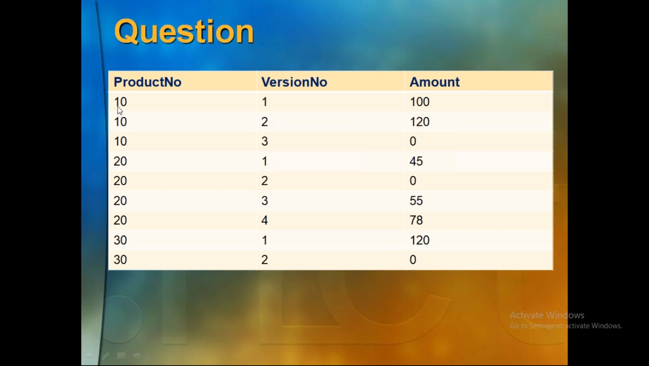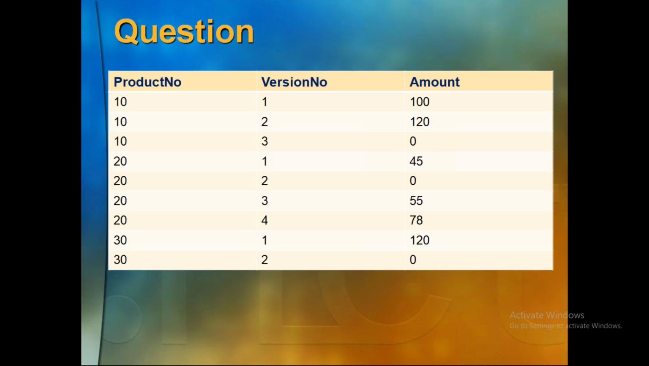For example, product 10 has version number 1, and the amount for the product is 100 rupees. For the same product, version number 2 is 120. For the same product, in version number 3, the cost is 0. Like that, we have a product called 20. We have 4 versions, 1, 2, 3, 4, with amounts 45, 0, 55, 78. We have product number 30, with versions 1 and 2, and the amounts are 120 and 0. Okay, so this is the data they have.